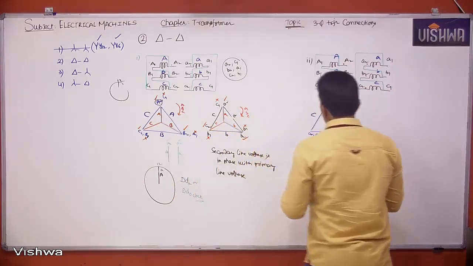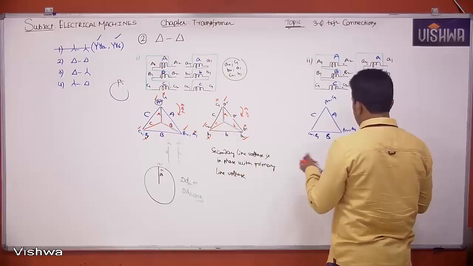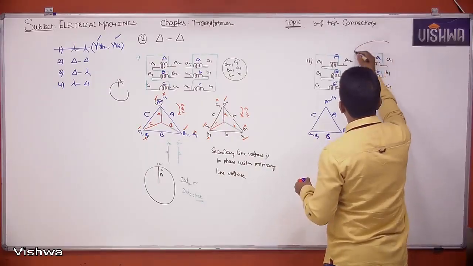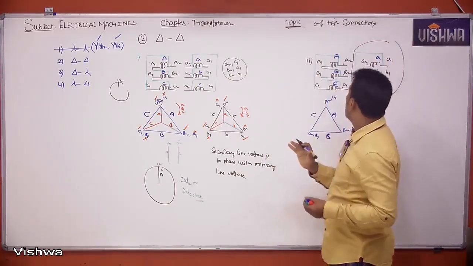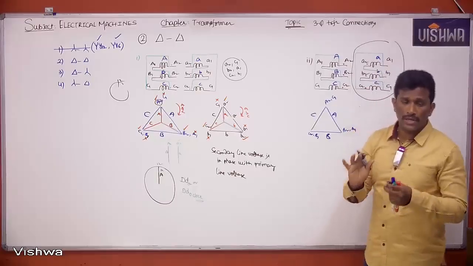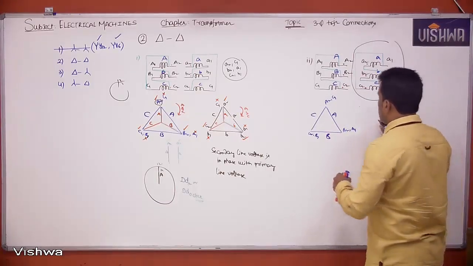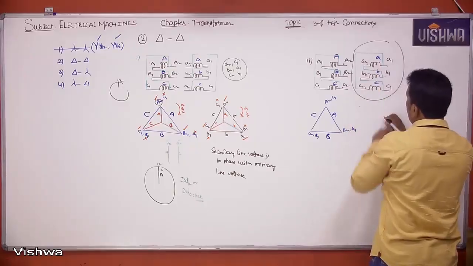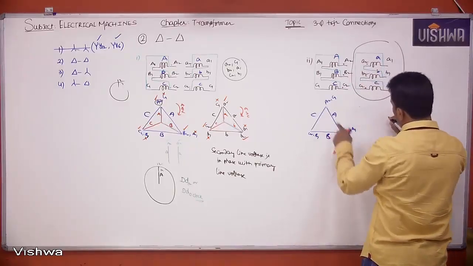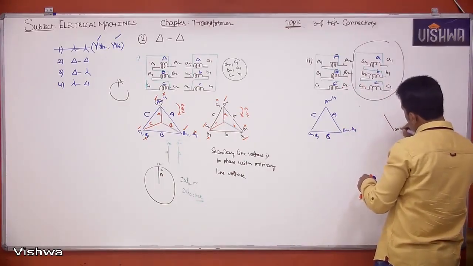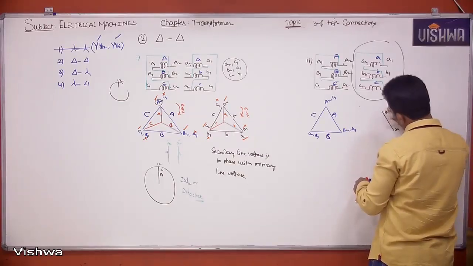Now, without seeing the secondary, don't look at the secondary connection. Simply draw, and after that we'll decide which is correct or not. I'll draw simply like this. A1, A2, I'll draw parallel to capital A1, capital A2.